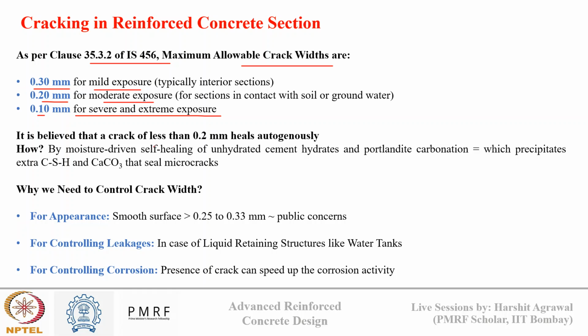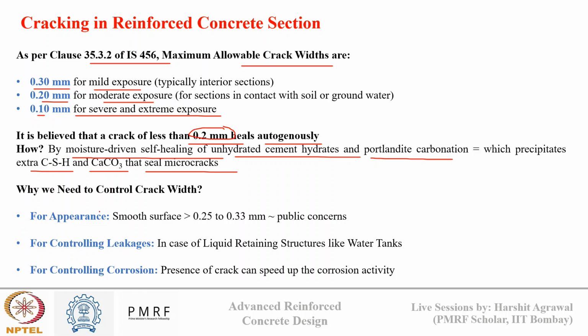And it is believed that if the crack is less than 0.2 mm it will heal autogenously. Why? Because the moisture will go inside the crack and hydrate the unhydrated cement paste, and CO2 will carbonate the portlandite. So there will be extra precipitation of CSH and CaCO3, which will seal the crack. If the crack is less than 0.2 mm we say it will heal automatically.